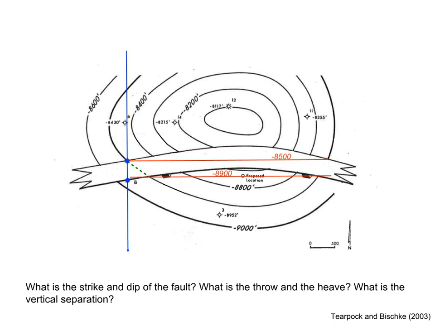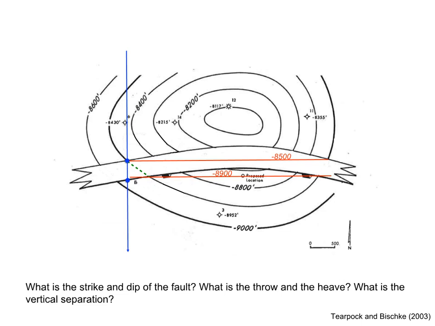Throw and heave must be measured along this direction. Heave is the horizontal distance between the two blue points. It is about 390 feet. Throw is the vertical distance between the two blue points. It is about 450 feet.